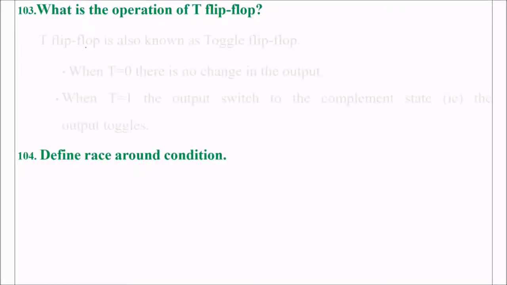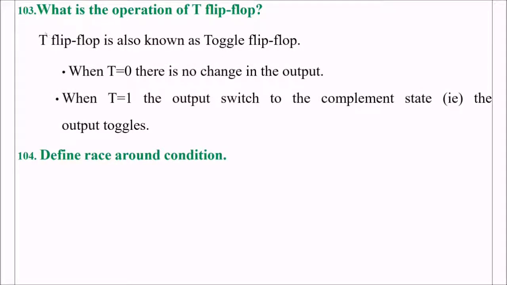What is the operation of T flip-flop? T means toggle. So T flip-flop is also known as a toggle flip-flop. When T is equal to 0, there is no change in the output. When T is equal to 1, the output switches to the complement state. That is, the output toggles. It changes from the previous value.